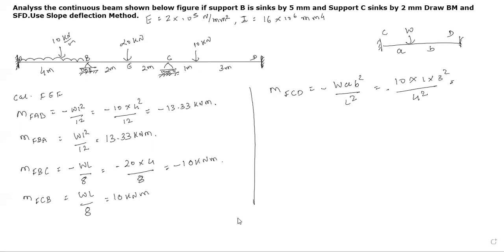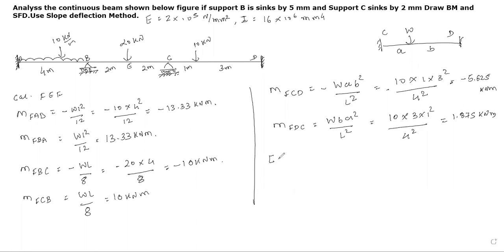And its value will be minus 5.625 kilonewton meter. Next, MFDC should be equal to plus W B A square by L square. Your W will be 10, B 3, A 1 square divided by 4 square. Please tell me what is your final answer. 1.875 kilonewton meter. Yes.